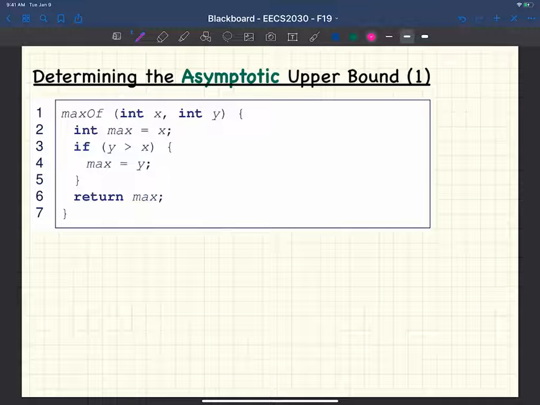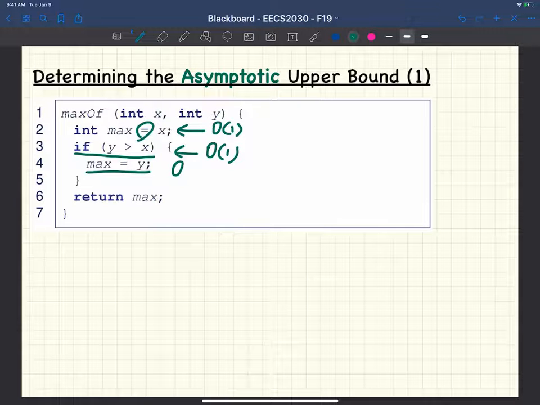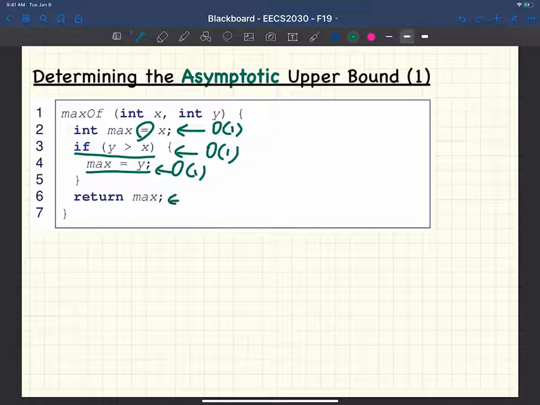Usually, if there's no loop, you can quite safely say it should be constant. Let's see how we can figure that out. This part is mainly about primitive operations. How many? It's simply a single assignment, so it's big O of 1. Comparing the condition is also big O of 1. Another single assignment is also big O of 1, and the return is also big O of 1. Overall, big O of 1.